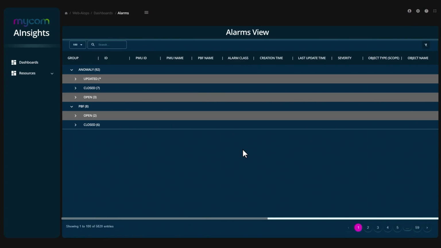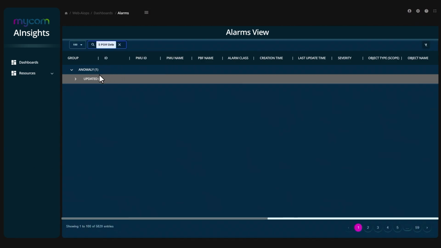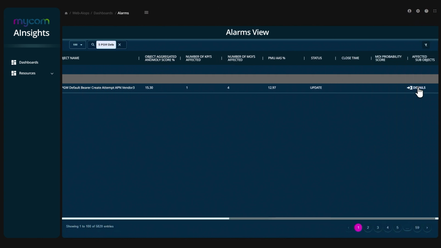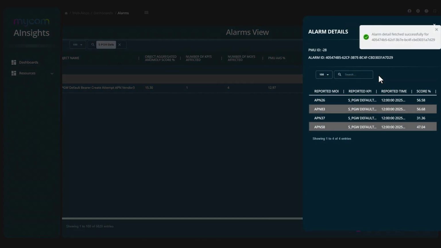I start my day by checking AInsights alarm page for anomalies and related PBF alarms. Filtering by the 4G KPI, I see an open alarm indicating users may have trouble accessing data services. I drill into the details to find which network elements, or MOIs, are impacted. This table shows information on the impacted MOIs, KPI degradation, KPI anomaly score, AS, and the reported time. In this case, multiple MOIs are impacted, but one MOI, APN 83, has a high KPI degradation.